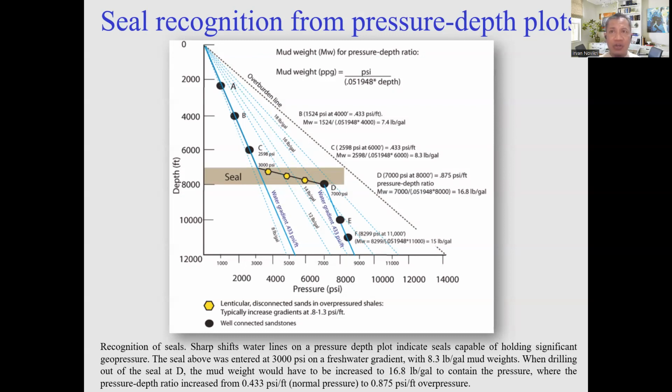Here the pressure depth ratio increased from 0.433 psi per foot, which is the normal pressure, to 0.875, which is the overpressure. The pressure increase across the seal was 4,000 psi. Any lenticular sandstone within the sealing shale may take on the pressure ramp up found in the shale, and a catastrophic blowout can occur.